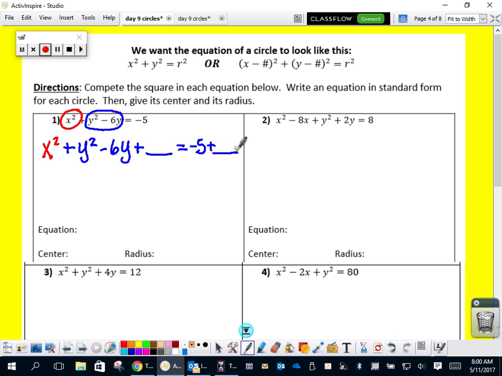So sometimes we'll have to complete an x and a y. Sometimes we'll have to do one and not the other. In this case, you don't have to complete the x. So now we do, what number gets divided by 2?